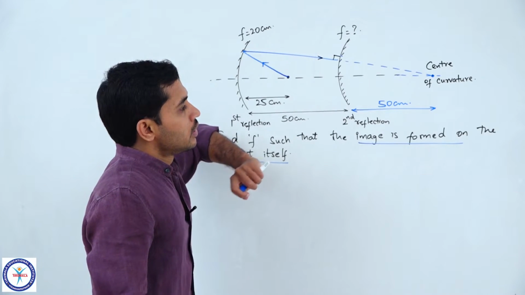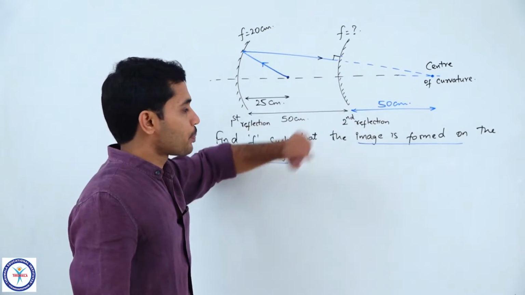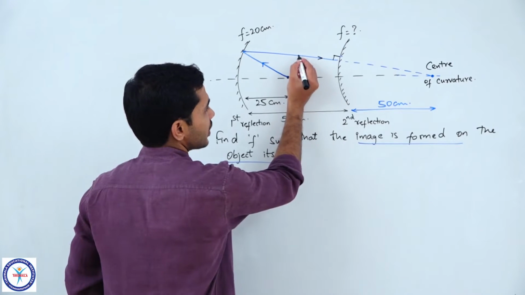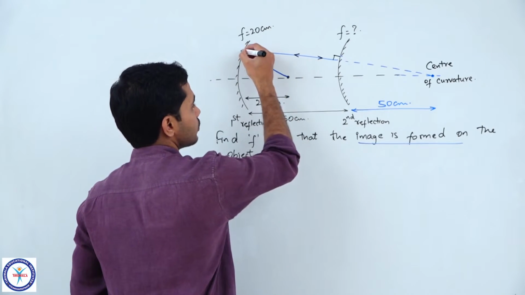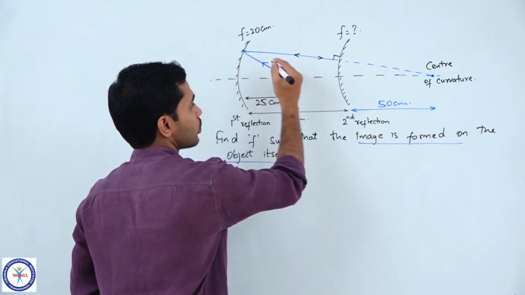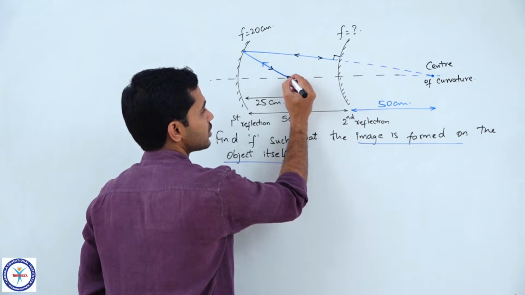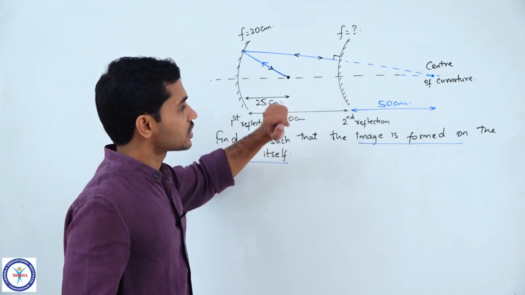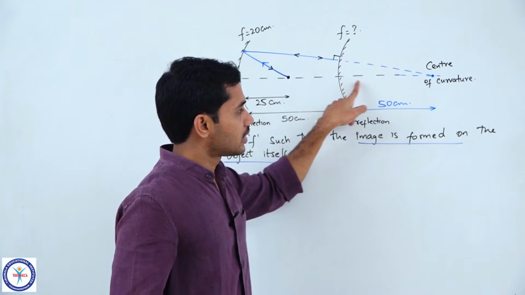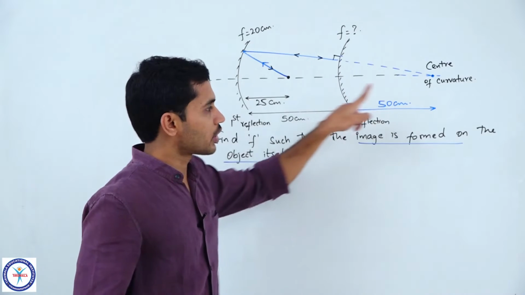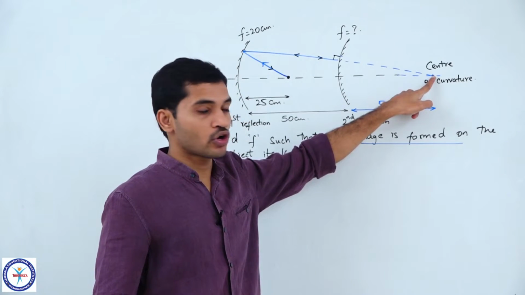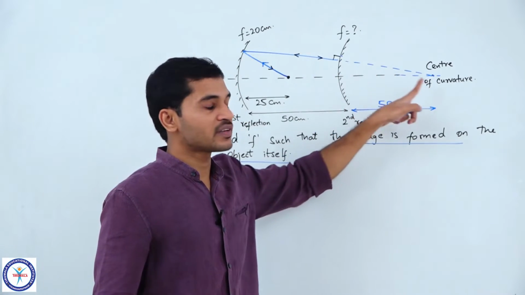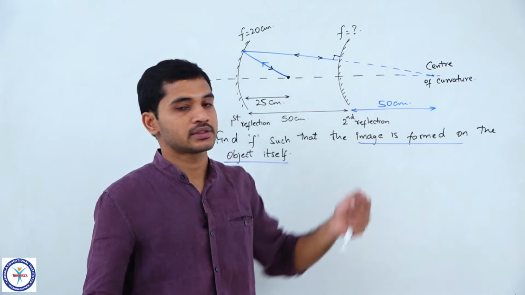So, if such a scenario is satisfied, I can say that this light ray will once again get reflected back, go to this particular position, once again get reflected back and reach the position of the object once again. So, that is the idea. So, the condition which I have to write now is that this image which is formed by the concave mirror should be formed at the center of curvature of the convex mirror. So, that is the case.